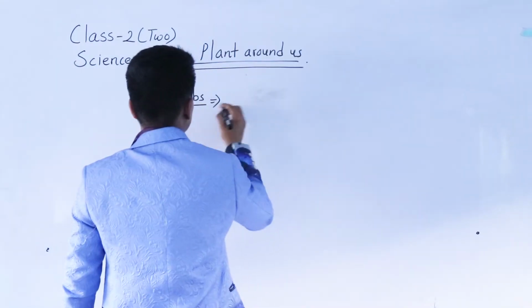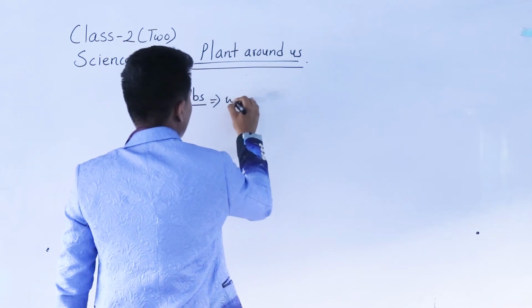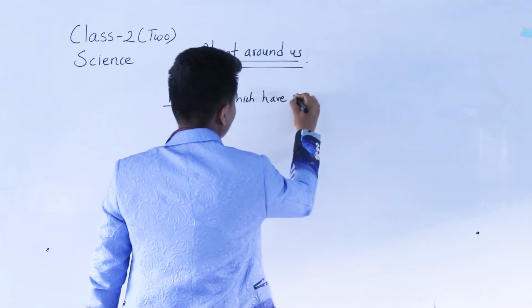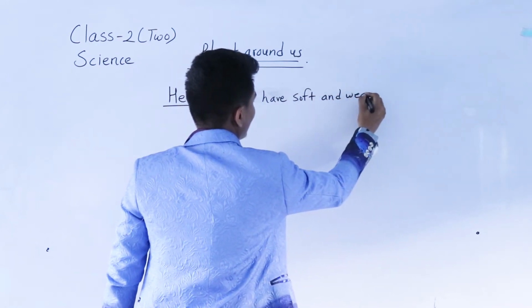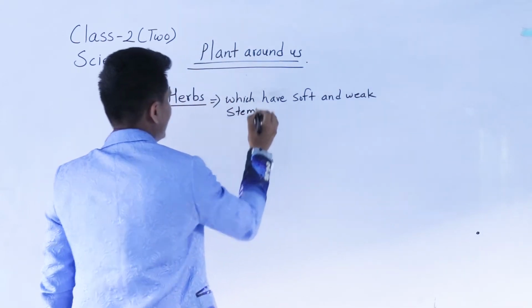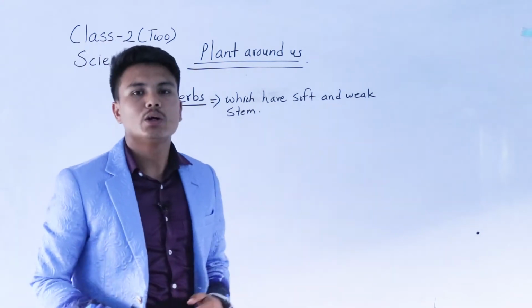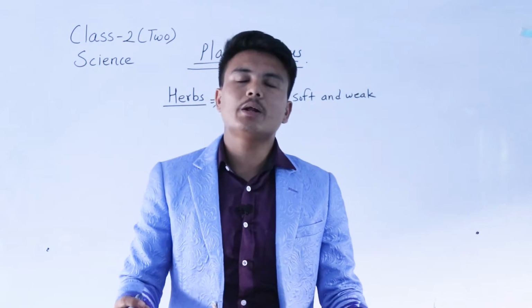Write down the definition of herbs. Herbs are those plants which have soft and weak stems. Okay, so let's learn about shrubs now.